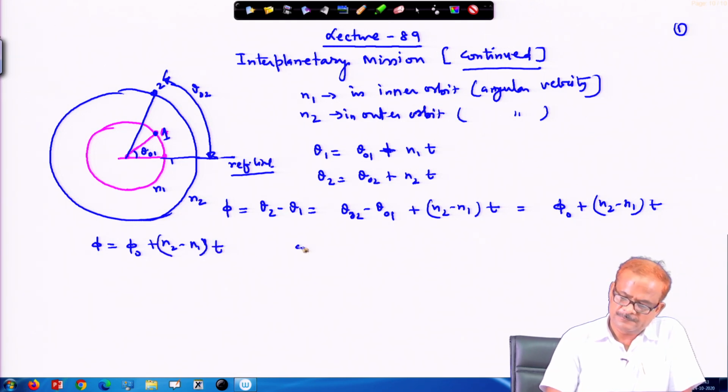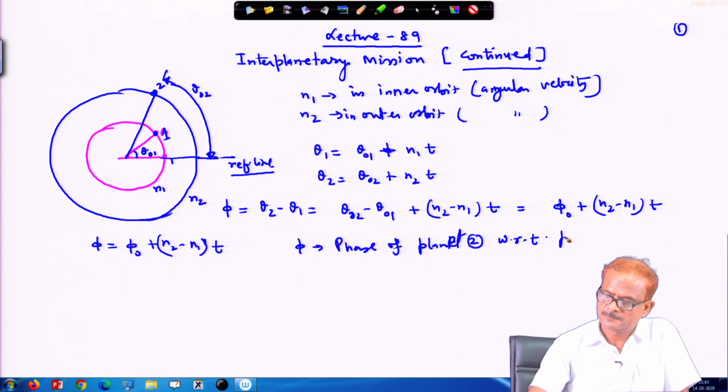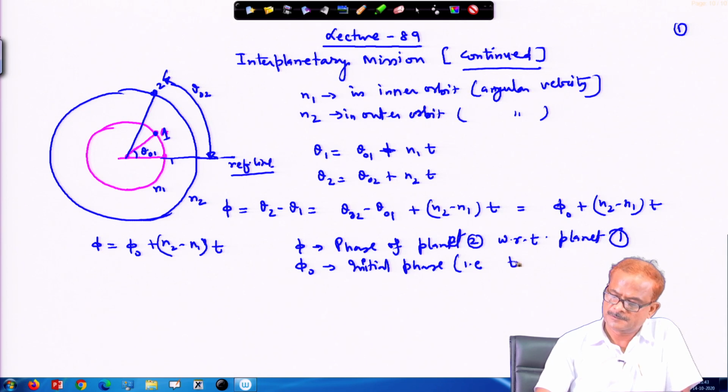Phi is called the phase or phase angle of planet 2 with respect to planet 1, and phi 0 is the initial phase, that is at t equal to 0.